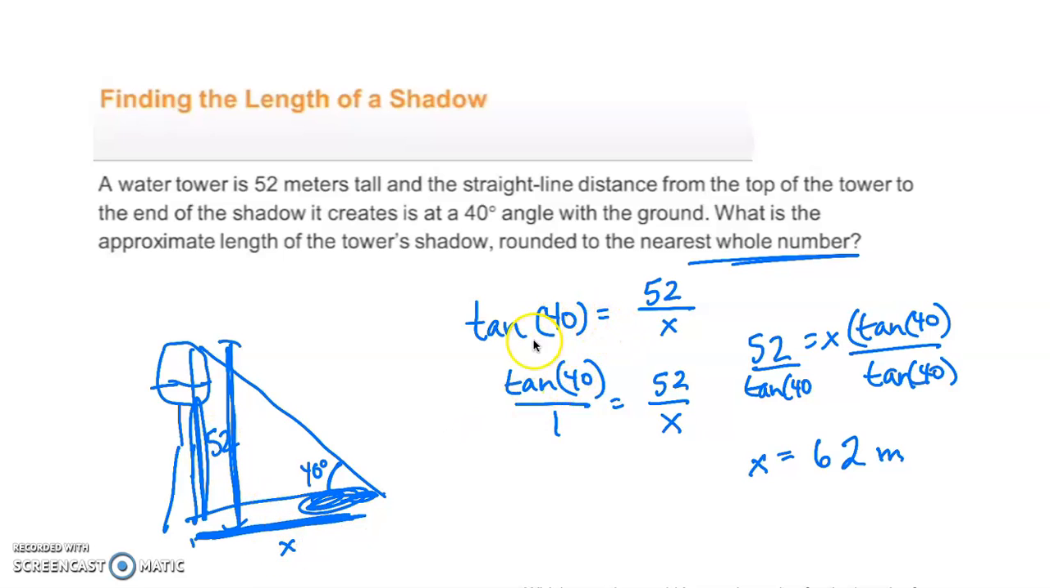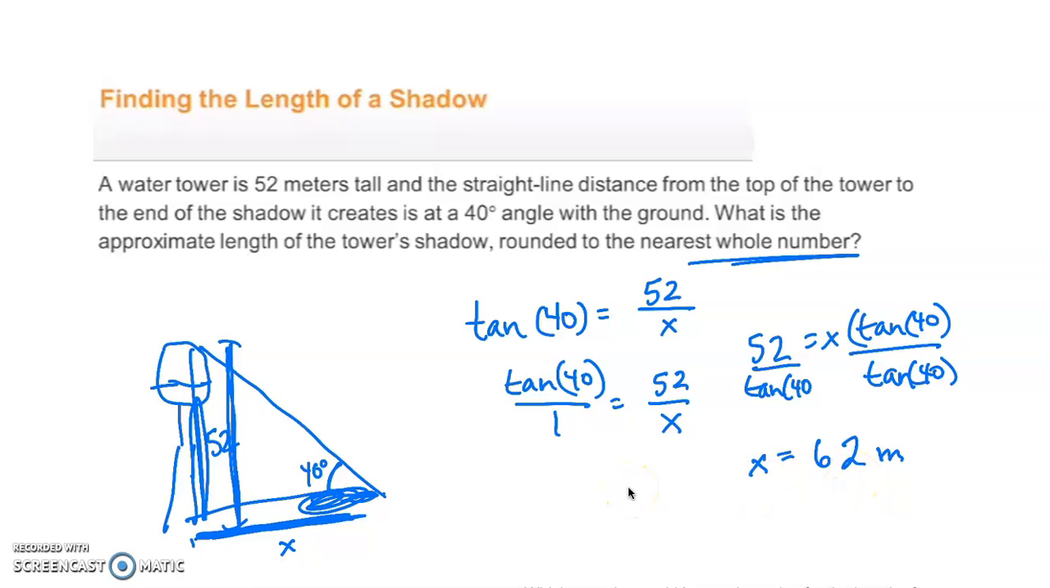You can also set this up as a proportion. If I put tangent of 40 over 1, then we can cross multiply, and we get 52 equals x times the tangent of 40, and then divide by the tangent of 40. The other way you could just do is cross multiply 52 divided by the tangent of 40, and then round to the nearest whole number is 62 meters.